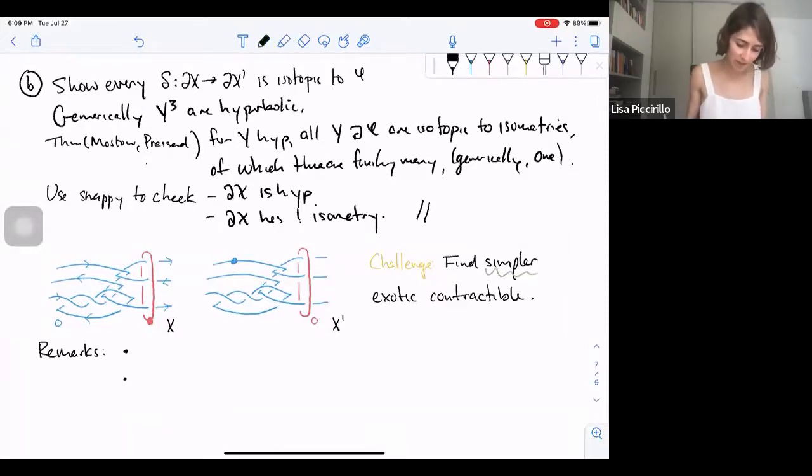But maybe some more substantial remarks: generically the boundary of these manifolds will be hyperbolic. You'll only have the one isometry, the one homeomorphism, to worry about. But if it's not hyperbolic, it's okay.